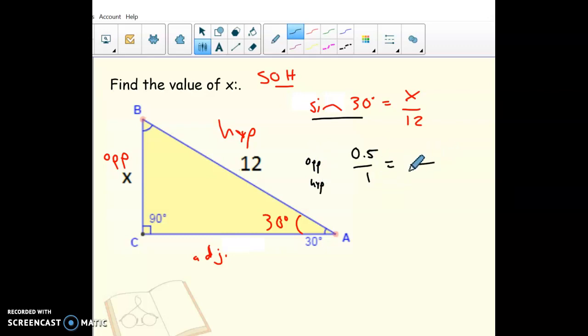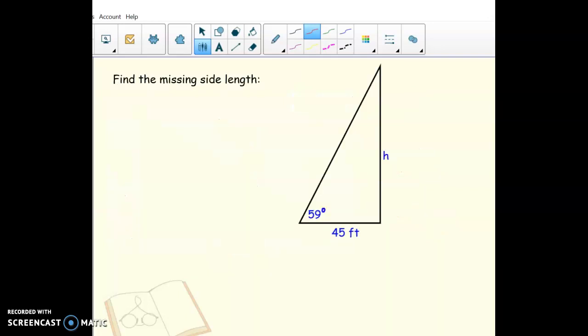So now just use our setup. We have 12 in the hypotenuse and we don't know what's in the opposite. You could do this mentally: if the ratio is 0.5 to 1, it should be 6. Or you can do cross products, so 0.5 times 12, and 1 times x is just x. Any way you do it, you'll figure out that this side is 6.